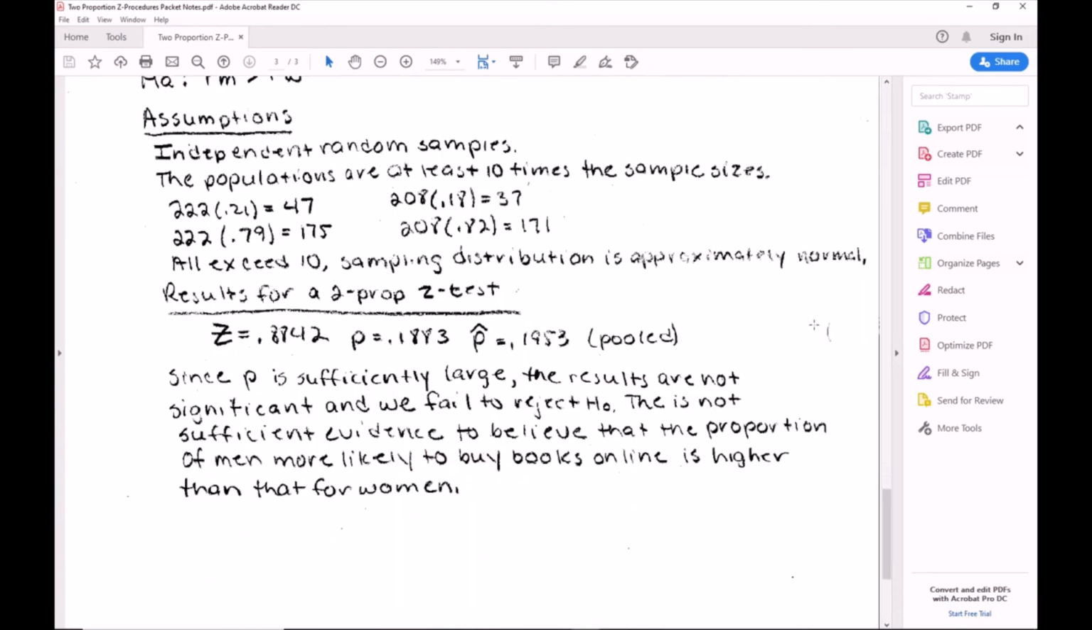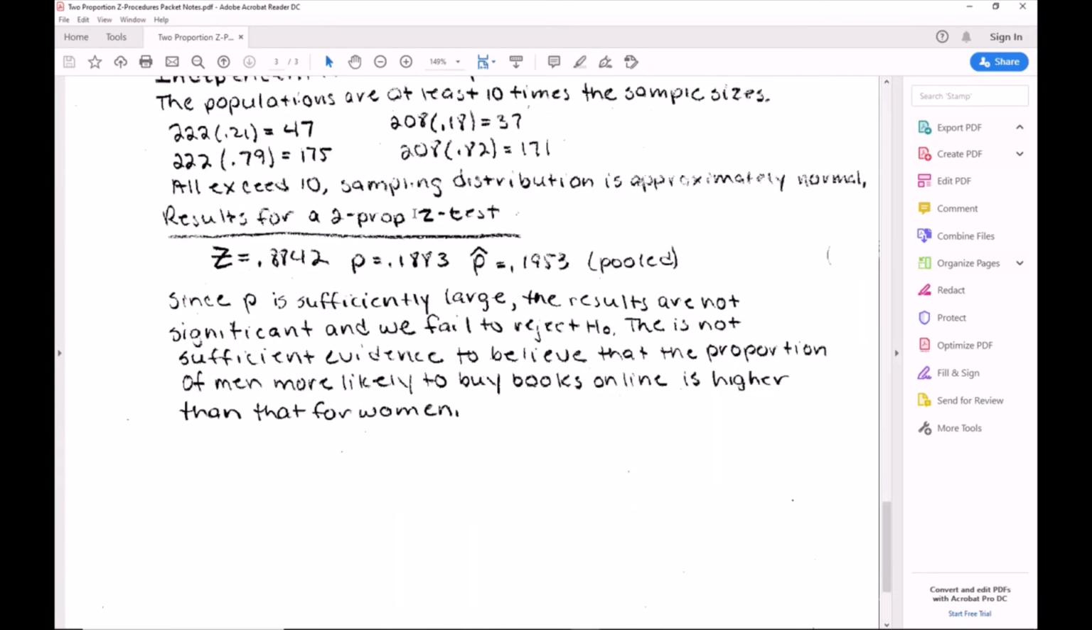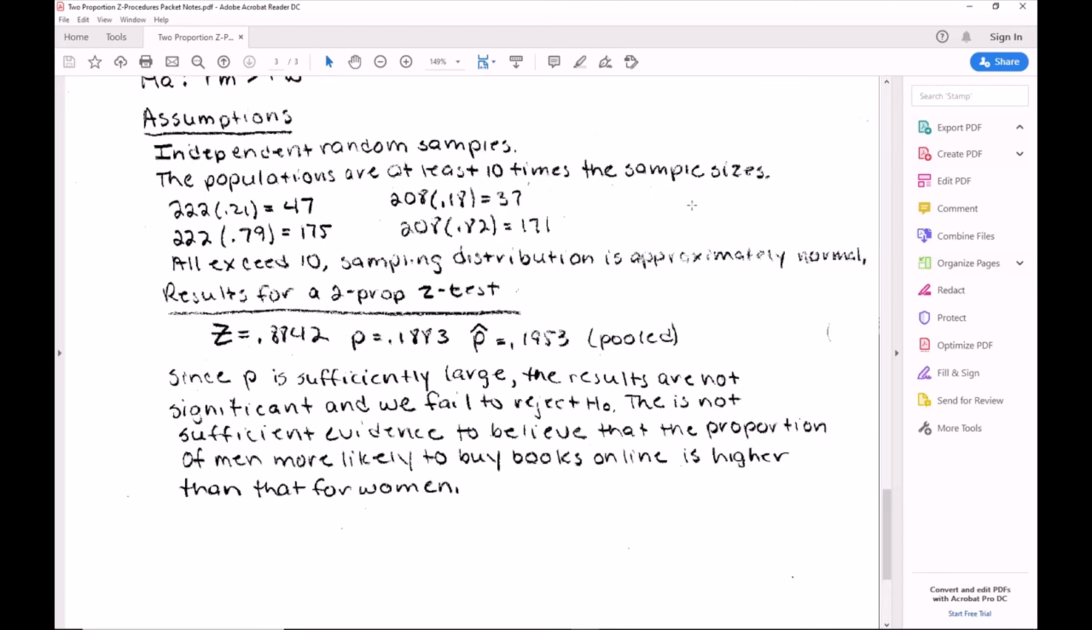Okay, so name it: results for a 2-prop z-test. Oh, and by the way, all of these exceed 10, so the sampling distribution is approximately normal, and the populations are at least 10 times the sample size. Okay, now to naming the test.